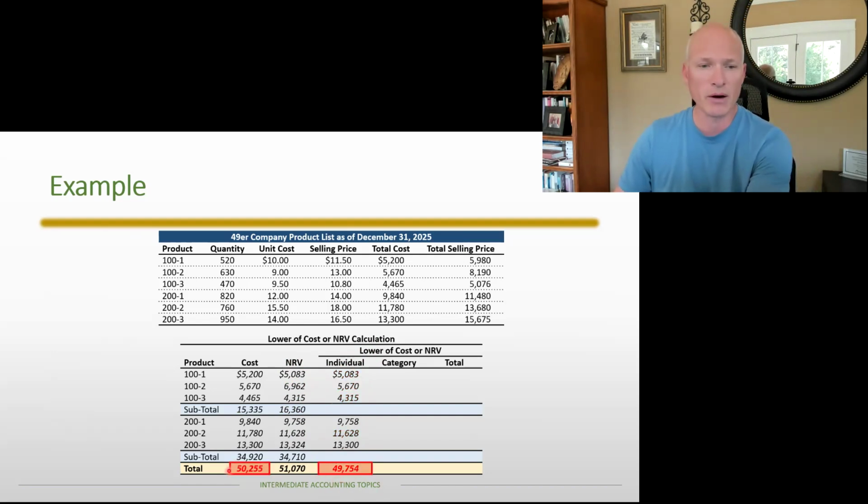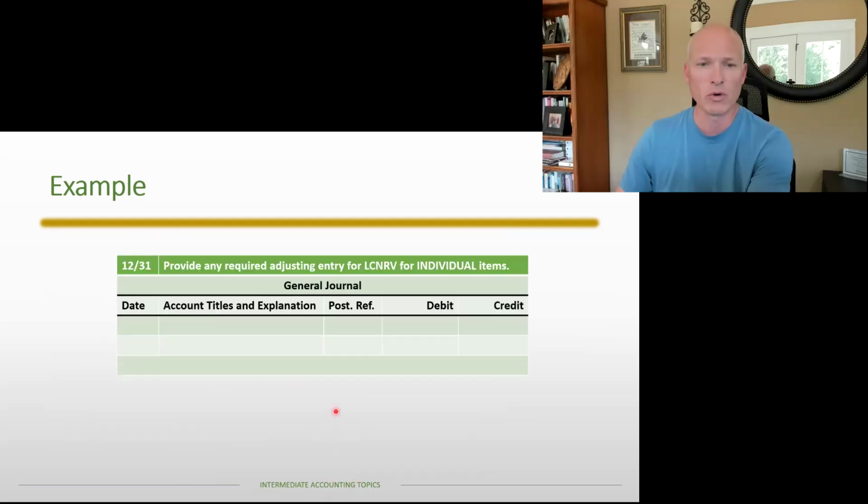And so we compare the cost that we're carrying it at now with the net realizable value that we just calculated. Again, we took the lower of the two, the lower of cost or net realizable value, and we added all these up. So when we go to our journal entry, we can see that the current cost is $50,255. The lower of cost or net realizable value amount is $49,754. And so that difference is the adjusting entry, or $501. The adjustment goes to our inventory account.